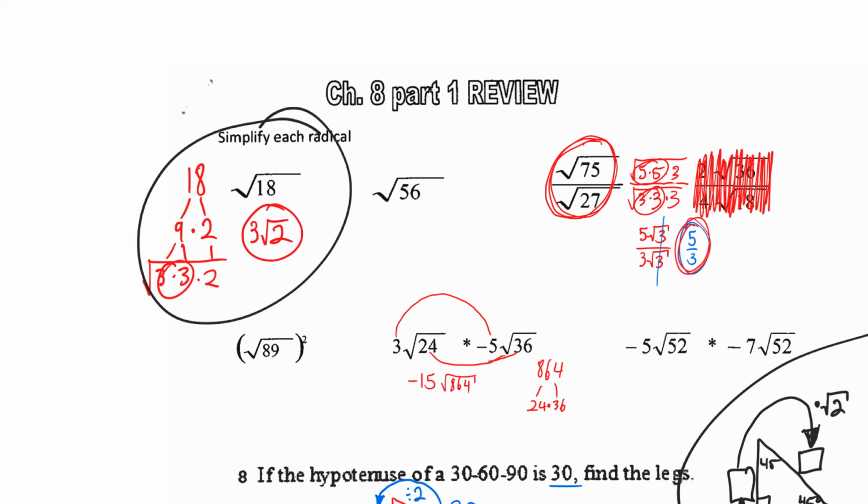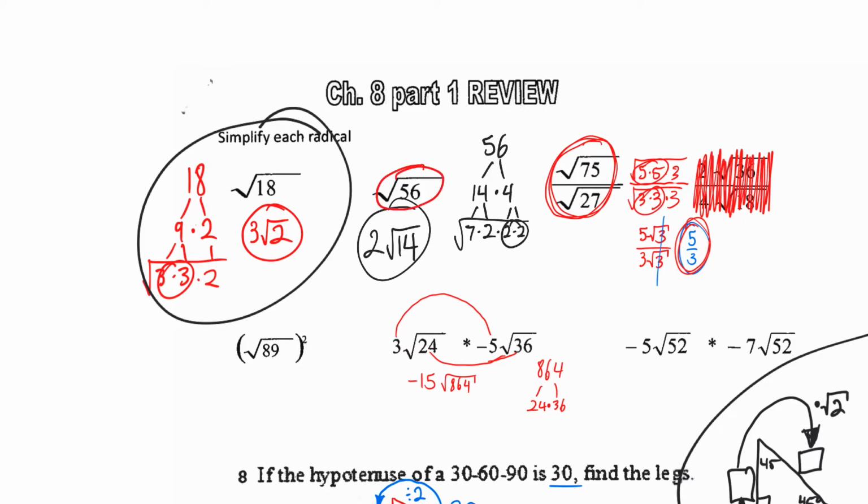Okay, so here on 56, how does 56 break down? Okay, 14 times 4. So that's 7 times 2 and 2 times 2. All right, so if I do it like this, there's a pair of 2's. The 7 and 2 stay underneath, so you have a 2 on the outside, you have a 14 underneath, 2 square root of 14. Just remember on this, you can type in square root of 56, and then if you think it's 2 square root of 14, type in 2 square root of 14 in your calculator and see if it gives you the exact same decimal. It's an easy way to check that.